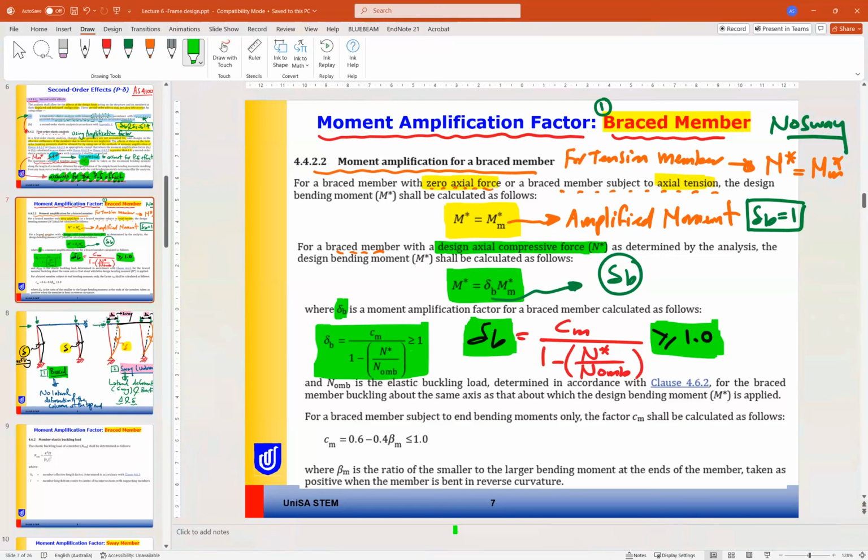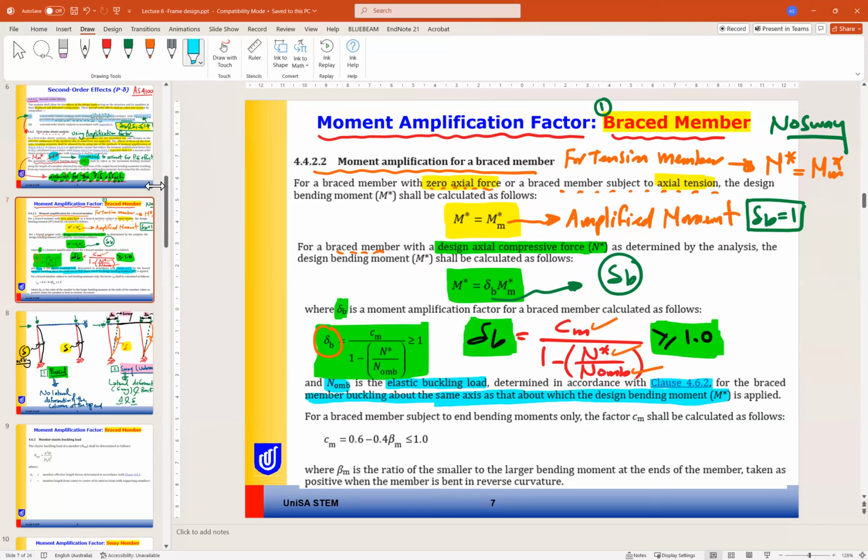Okay, so to find delta B, we need Cm, N asterisk, and NOMB. We will see now how to find these values. So let's start with what is NOMB. NOMB is the elastic buckling load determined according to clause 4.6.2 for the braced member, buckling about the same axis of the bending moment, design bending moment, M asterisk.